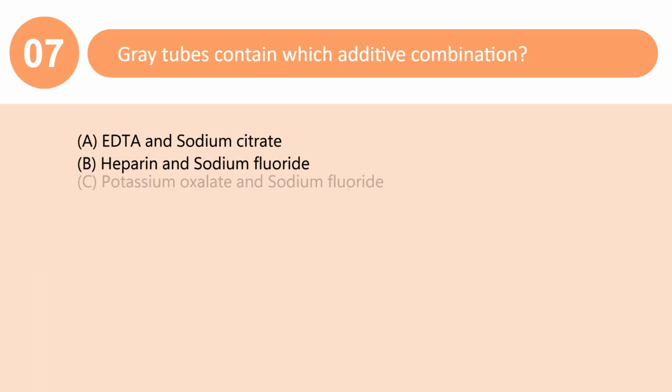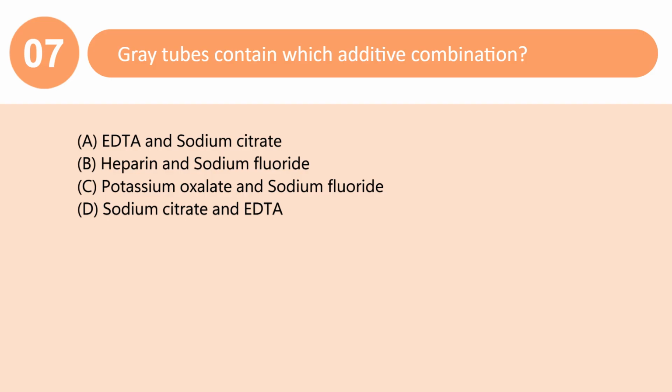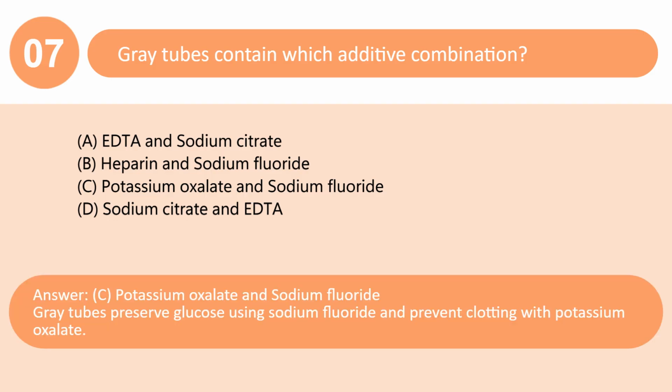Gray tubes contain which additive combination? A. EDTA and sodium citrate. B. Heparin and sodium fluoride. C. Potassium oxalate and sodium fluoride. D. Sodium citrate and EDTA. Answer: C. Potassium oxalate and sodium fluoride. Gray tubes preserve glucose using sodium fluoride and prevent clotting with potassium oxalate.